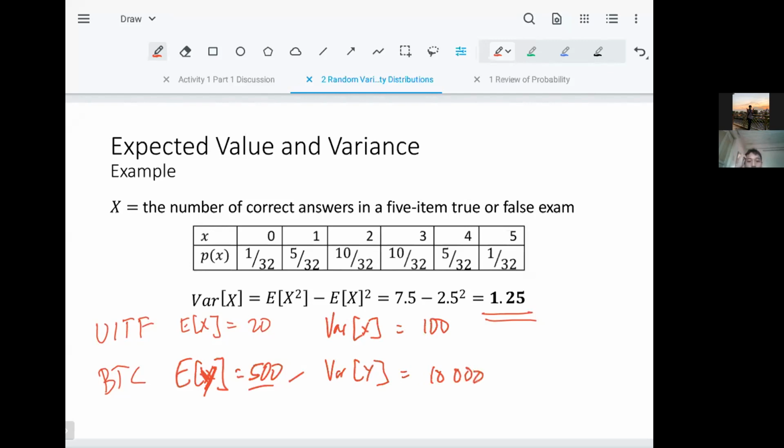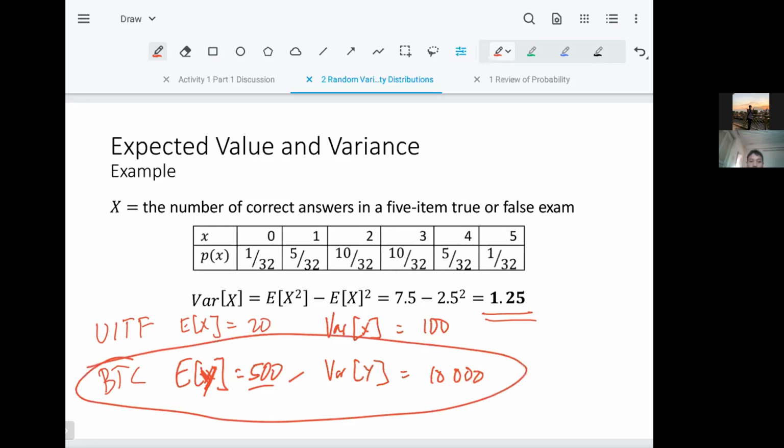Ganun talaga. So saan ka mag-i-invest? So it's actually up to you. But we can evaluate Bitcoin as a high risk, high reward na asset. Yung UITF mo ay low risk, low reward. So doon papasok yung concept ni expected value and variance. Doon mo siya ma-interpret.